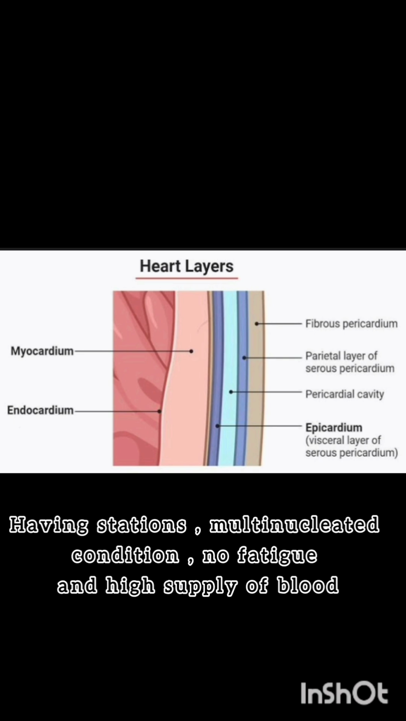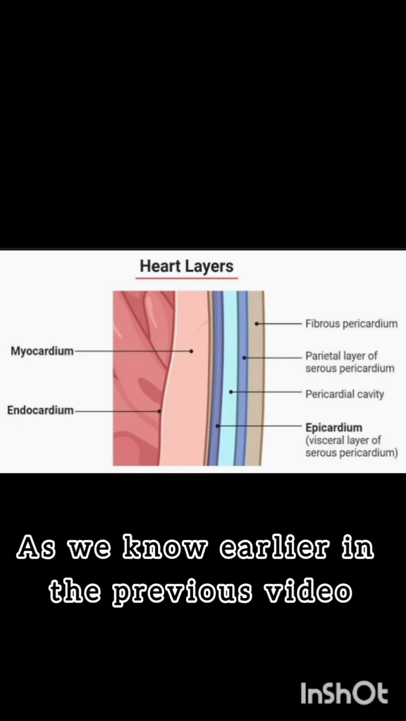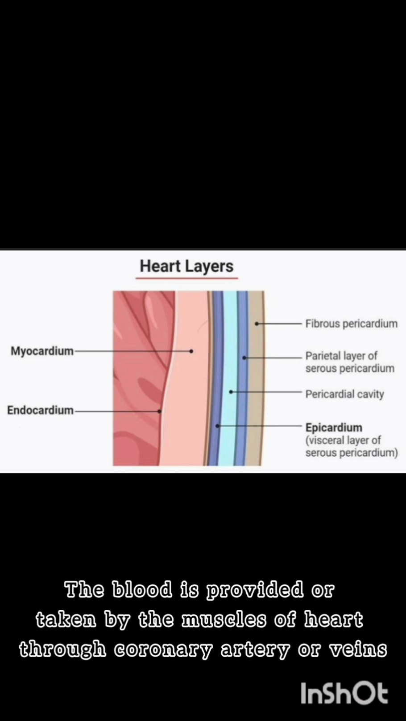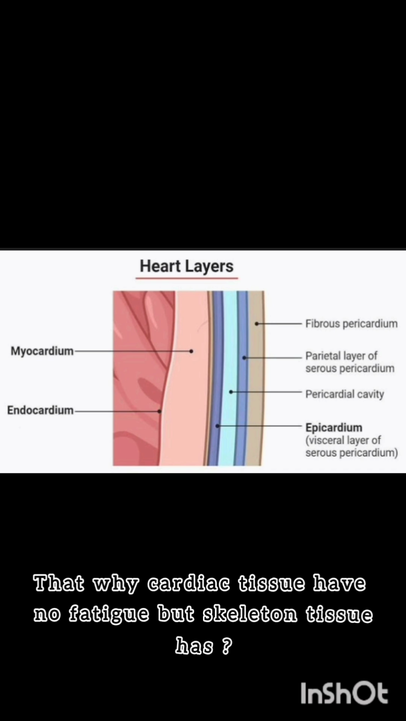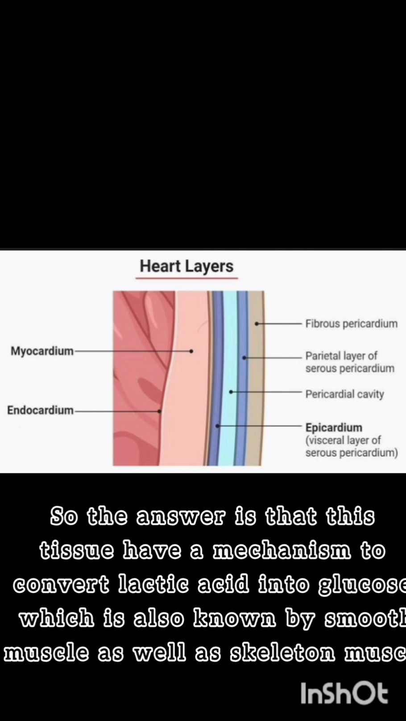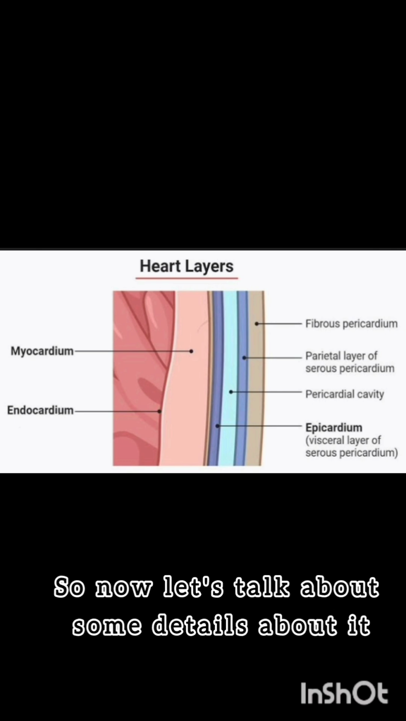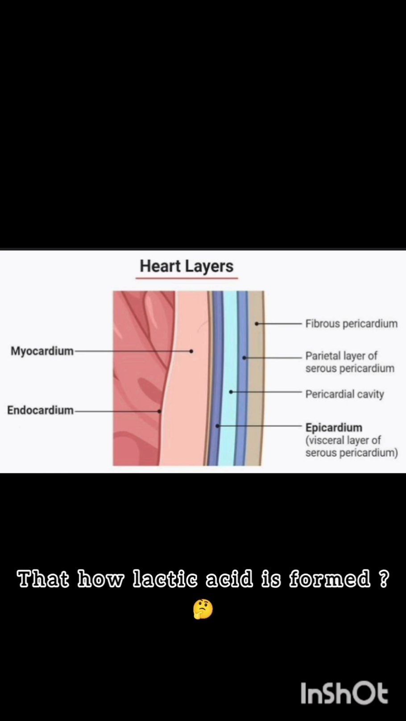high supply of blood. As we know from the previous video, the blood is provided to and taken from the muscle of the heart through the coronary arteries and veins. Here is a neat question: why does cardiac tissue have no fatigue but skeletal tissue does? The answer is that this tissue has a mechanism to convert lactic acid into glucose. So now let's talk about some deeper things, how lactic acid is formed.